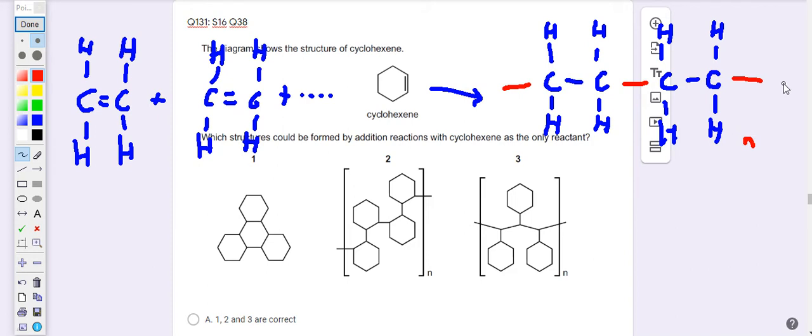Sometimes they can form a ring like the cyclohexene one. Later we'll see this in answer number 1. So remember, no more double bond in the polymer, and a new bond is formed between the carbons that are very close to each other between the monomers. Now we have cyclohexene.